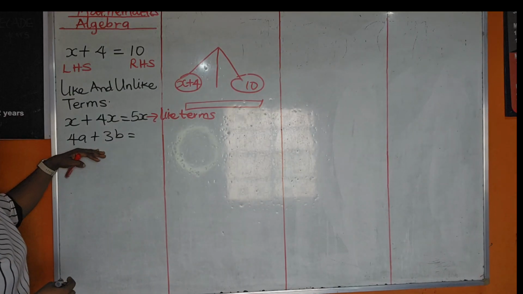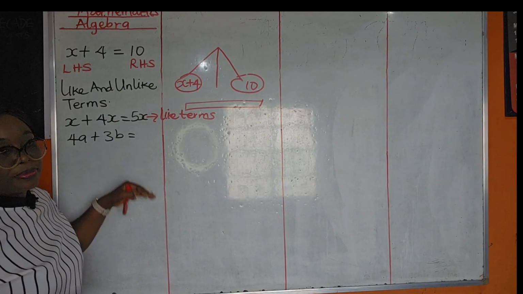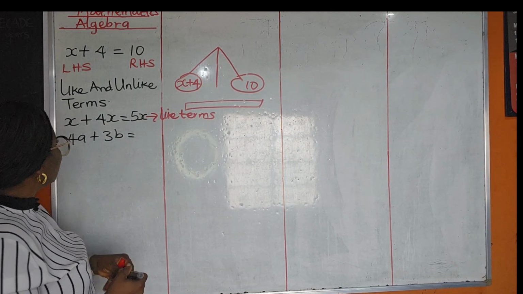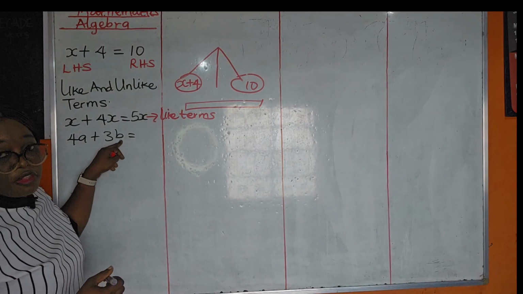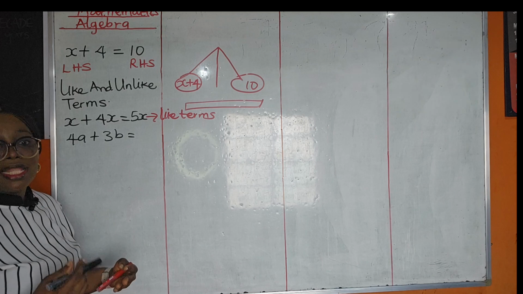Now, the second expression says 4a plus 3b. If you look at this expression, you find out that this is a and this is b. Two different letters. We cannot add them together.